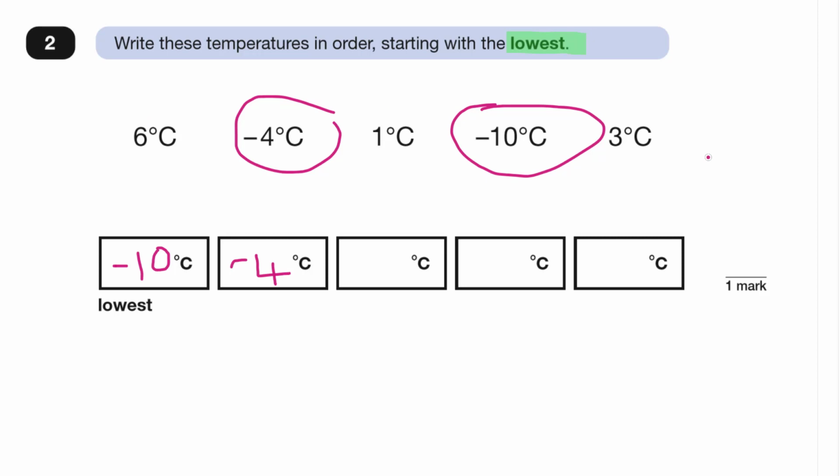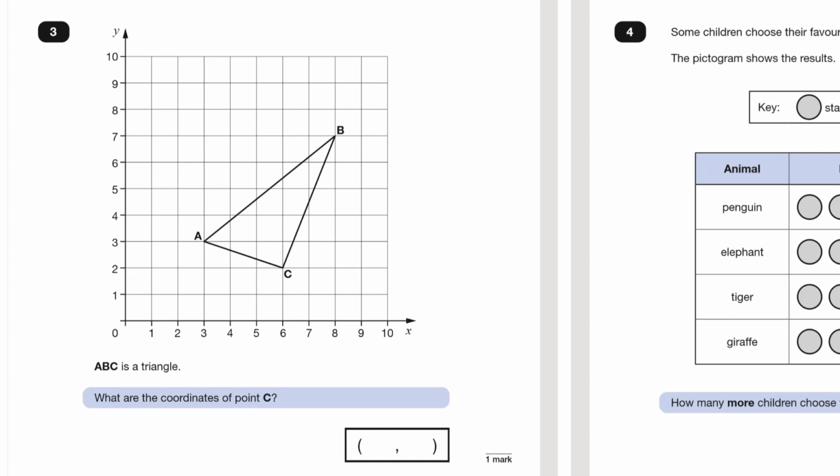And then we can simply order the other numbers as we would normally. So we know that 1 is smaller than 3 and is smaller than 6. So there we go. Question 3, ABC is a triangle. What are the coordinates of point C? So here's our triangle. It's called A, B, C. Those are the vertices on our triangle. What are the coordinates of point C?